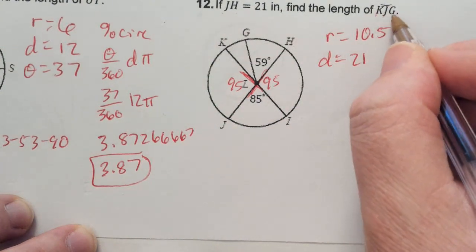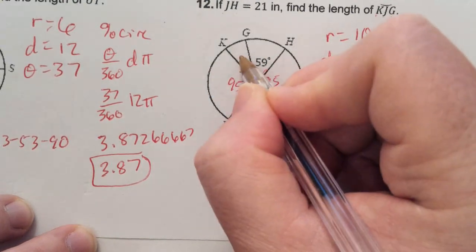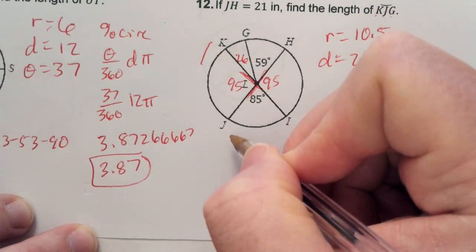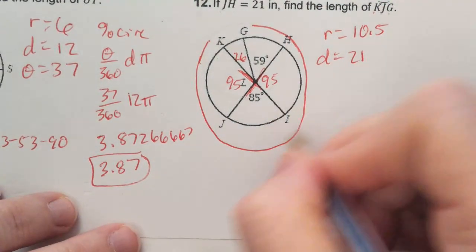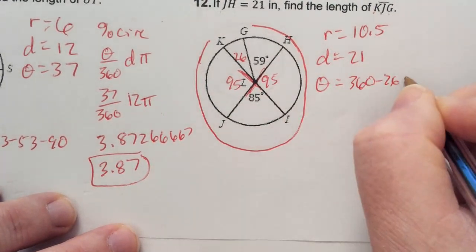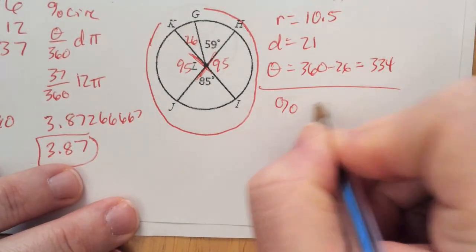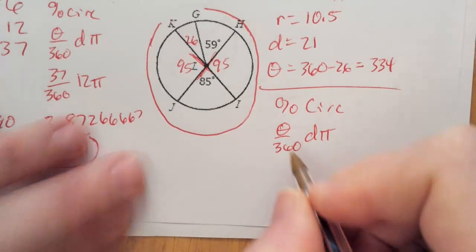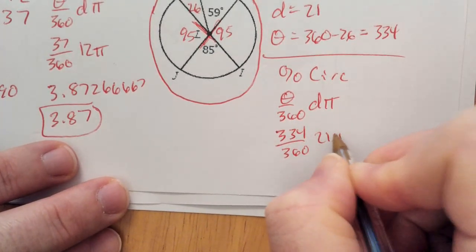And I want KJG. Now, 180 degrees, 360 degrees all the way around. What's left over here would be 26 degrees. So they want KJG, which is basically everything but that 26. So for your theta, you can either add all those together, or you can do 360 minus 26, which is 334. Now all we have to do is percentage of circumference. That is the angle over 360 times d pi. That would be 334 over 360 times 21 pi.